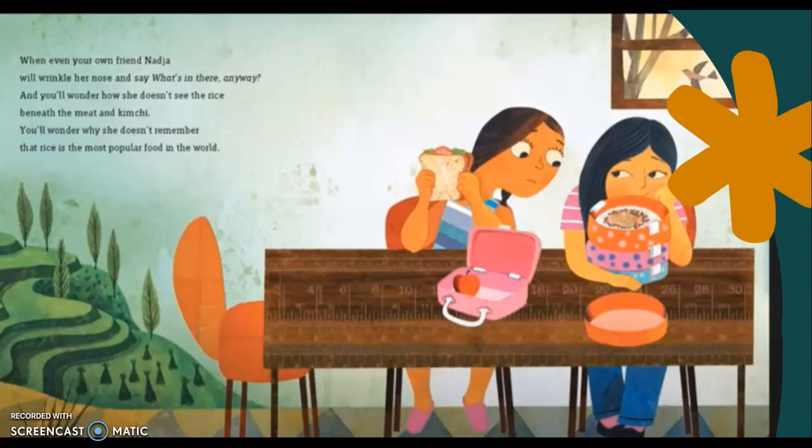Even when your own friend Nadja will wrinkle her nose and say, "What's in there anyway?" And you'll wonder how she doesn't see the rice beneath the meat and kimchi. You'll wonder why she doesn't remember that rice is the most popular food in the world.